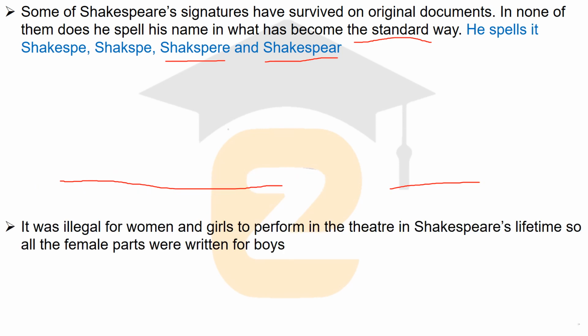Next we have, it was illegal for women and girls to perform in the theater in Shakespeare's lifetime, so all the female parts were written for boys. Yes, this is a very important fact related to the literary career of William Shakespeare and the situation in London and England at that time, that no female characters were involved in the plays performed in the theater during the time of William Shakespeare. So all the female characters were written and played as a role by boys.